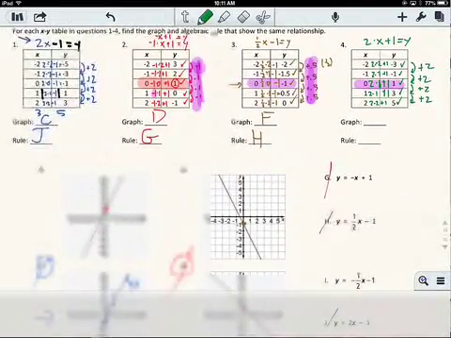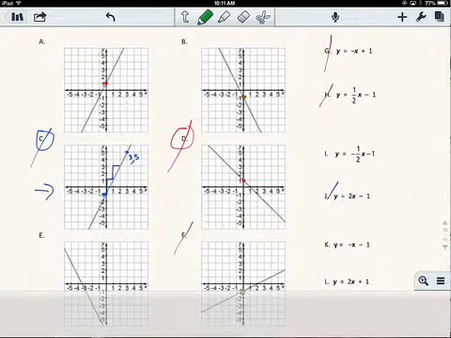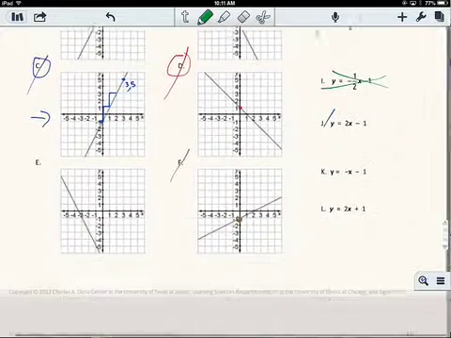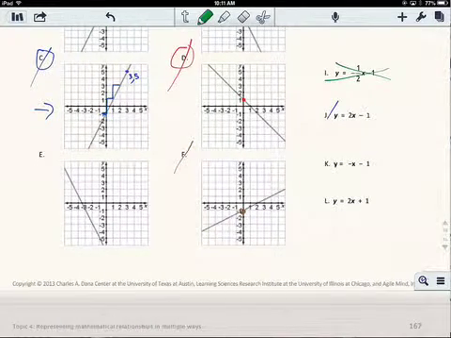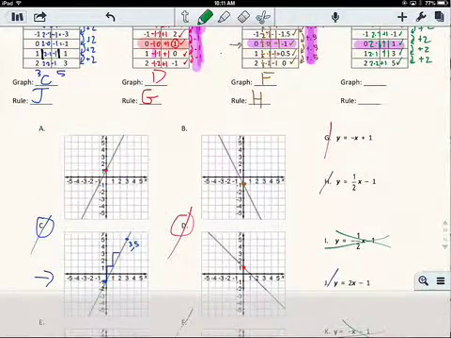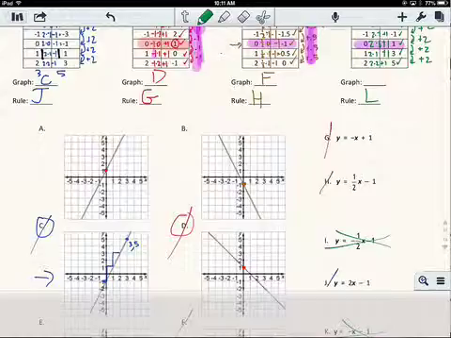So let's see if that's on our list over here. Well, this one is 1/2, so that's not it. And -x, that's not it. 2x plus 1, there it is. So L is the correct thing for my rule.